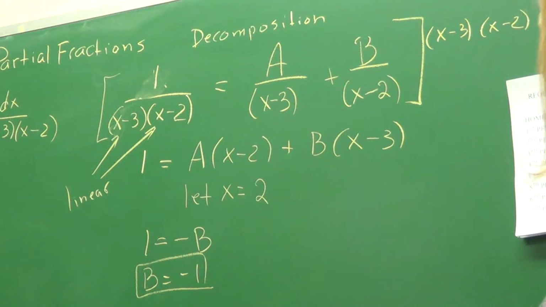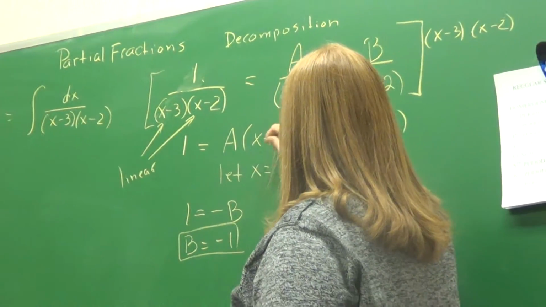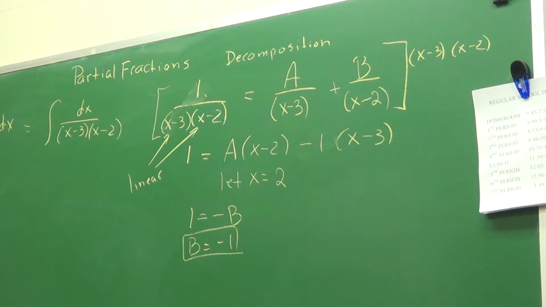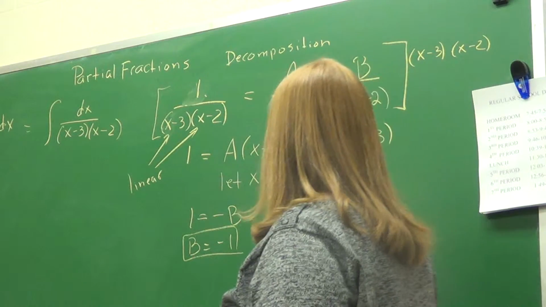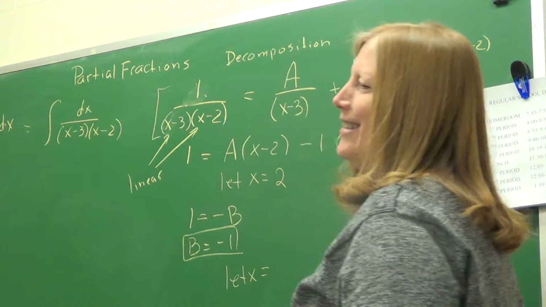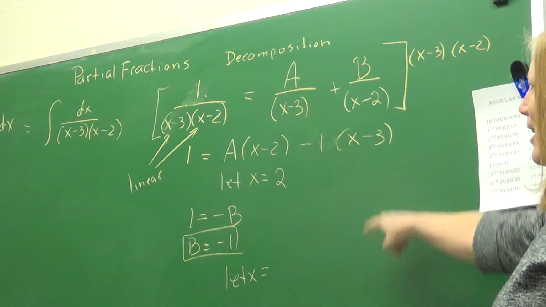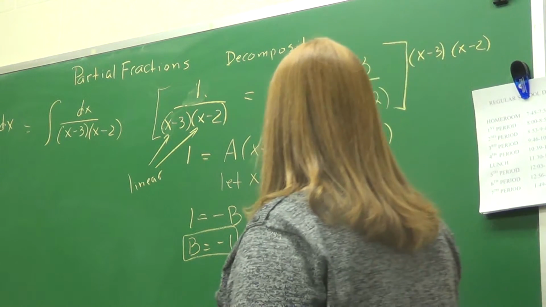All right, so now that we have B, I can come up and put that in up here, or you can rewrite it. A minus 1 goes there. What do you think, Morgan? I might let x equal something else this time to further our study. Keeping your eye on this 3. Yeah, I was going to say 3. Yes. So let x equal 3.